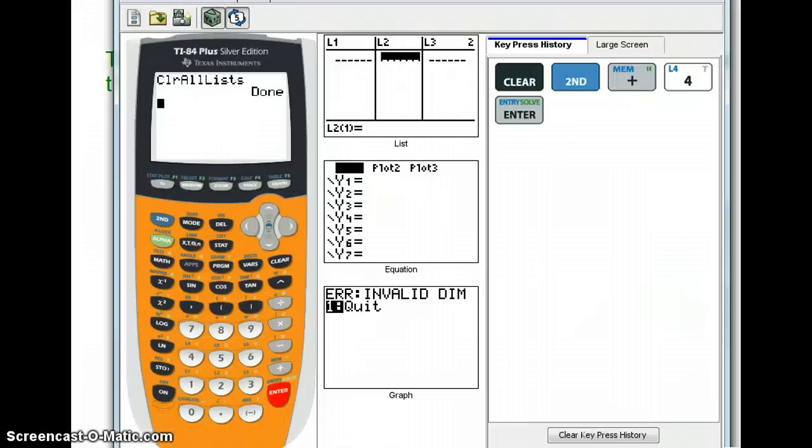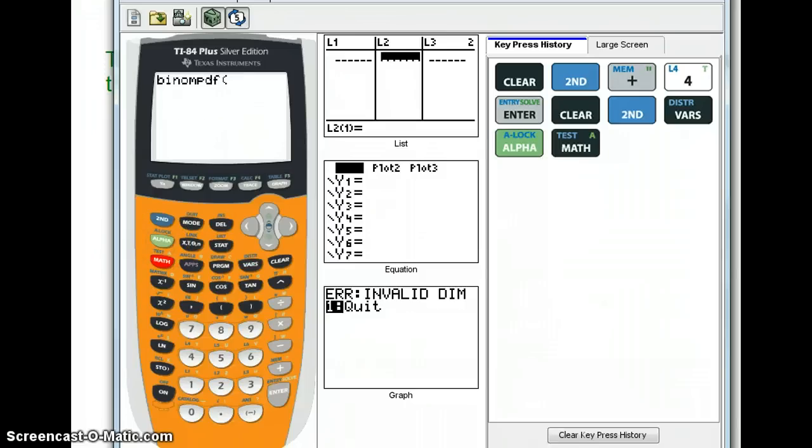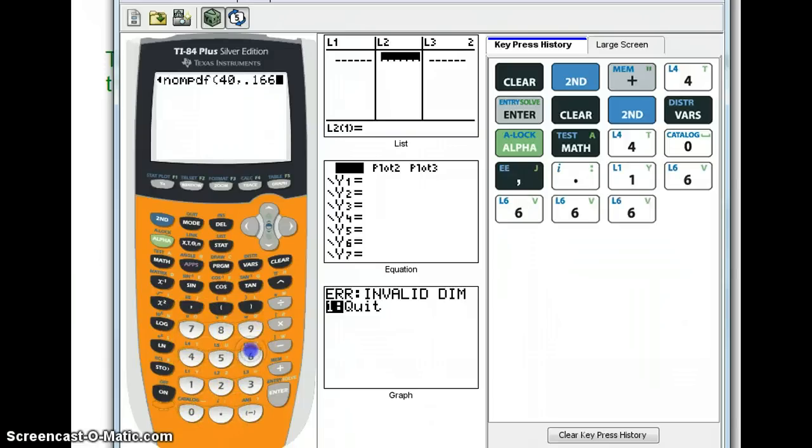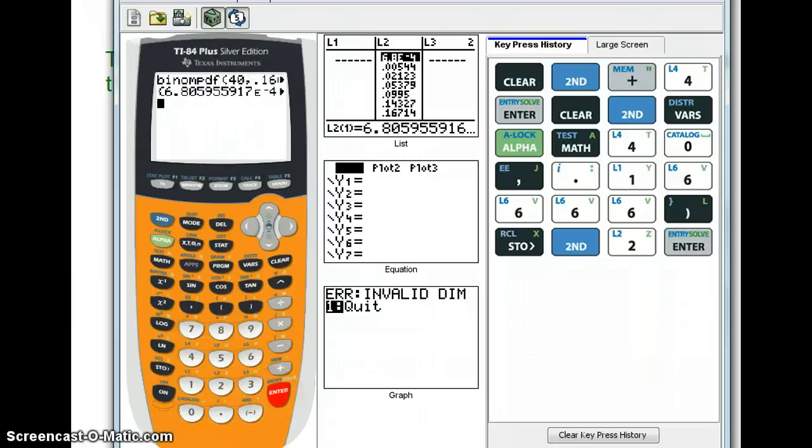Okay, so I'm just going to talk you through this. I've cleared all my lists, so I'm starting from scratch here. All right, I want to calculate the distribution. Jump to A. Is that the right one? Yes. 40 trials, success rate 0.16666 and so on. Okay, and I'm going to store that. I'm partial to list 2 these days, in case I ever want to graph it. I'm just getting in the habit of storing stuff under list 2.